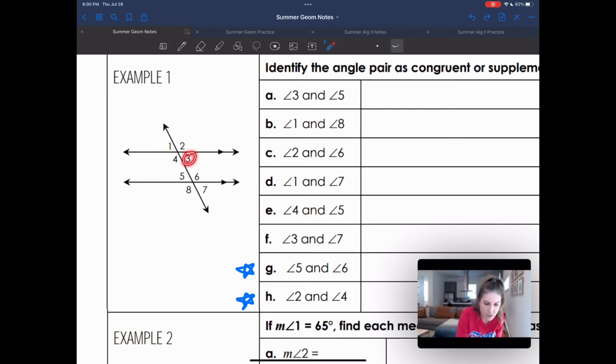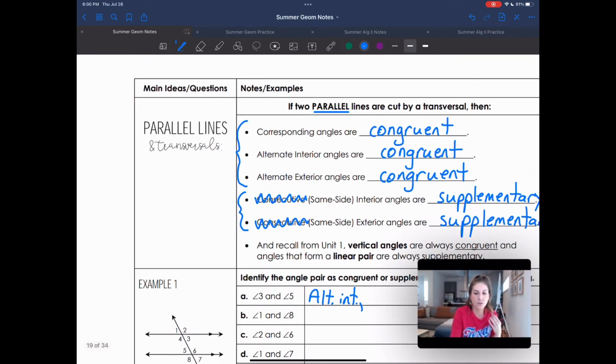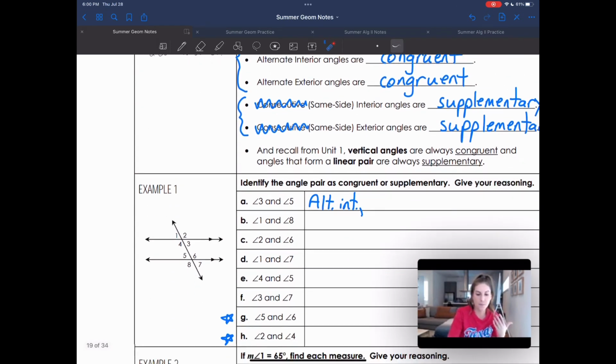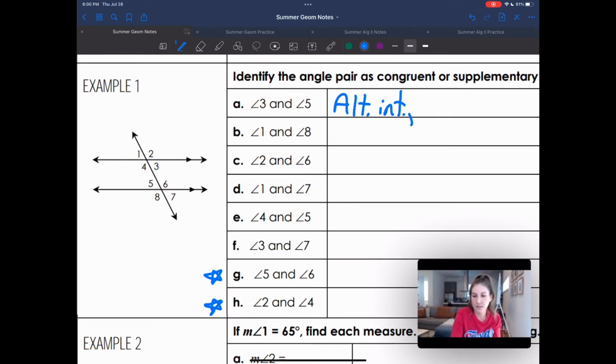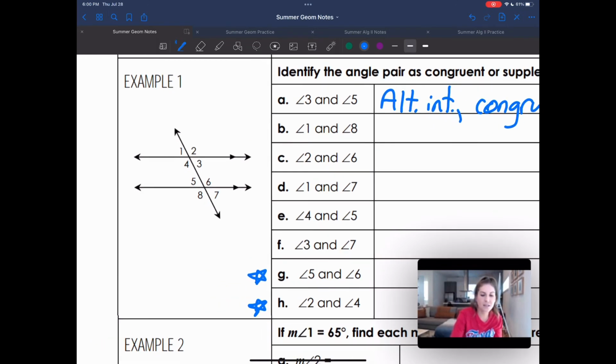Here is 3, here is 5. Well, we know those are on opposite sides and they're in the interior, so they are alternate interior angles. So I'm going to start with just putting alt int and then put a comma, and then what does that mean? Since we have parallel lines, you can look up at your notes, but alternate interior angles are always going to be congruent. So that answers that. They are congruent. And more specifically, that just means if they told you angle 3 is, I don't know, 30 degrees, then you already know angle 5 is also 30 degrees, okay?